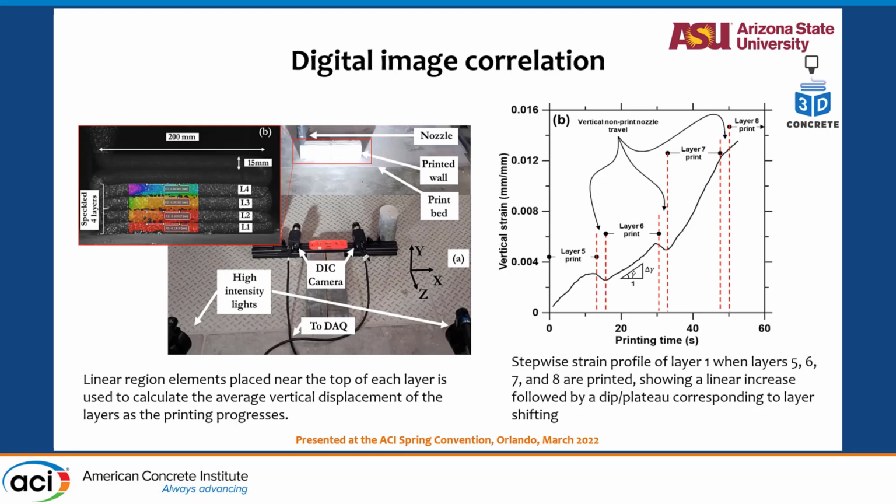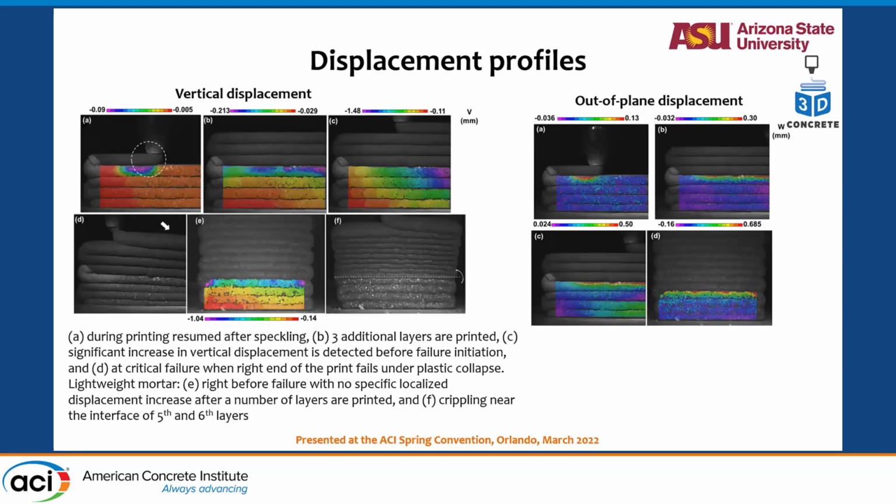So this is layer 5, 6, 7, and 8 after the first 4 layers are printed. And here you're seeing the vertical displacement profile. You see here the next layer is being printed. You see here increased displacement because the nozzle is pushing under it. This is when 3 additional layers are printed. It's a little unclear because of the light, but if you look closely, you can see 3 more layers on top of that, and the displacement of the bottom 4 layers when 3 more layers are printed.